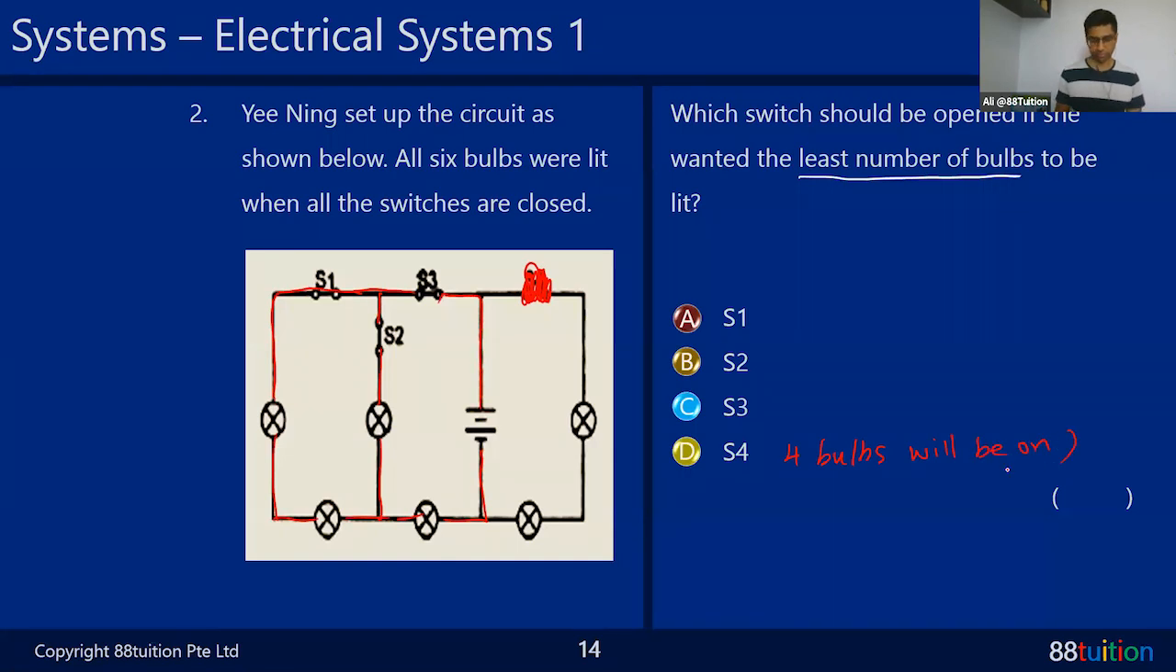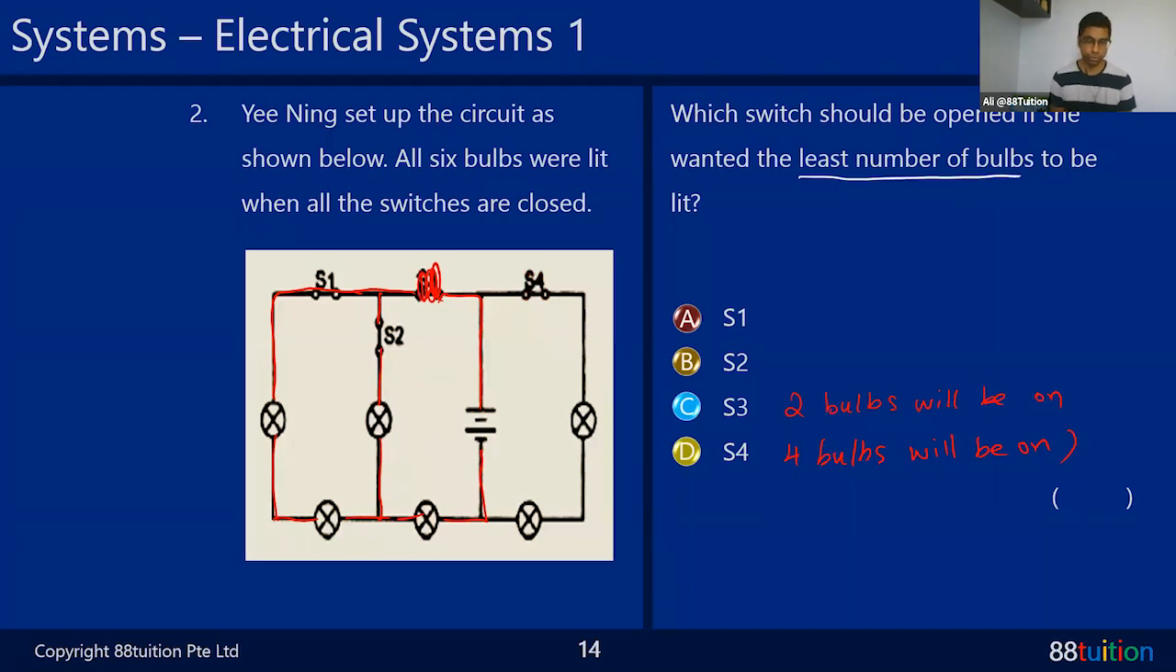Am I right? This is how it works, because on the right side, these 2 bulbs are not connected. They are not complete circuits. So this is how we do it. The answer is switch 3, because the moment you take out switch 3, the current doesn't go to all these 4 bulbs. It only goes to 2 bulbs. So only 2 bulbs will be on, which is the least number.